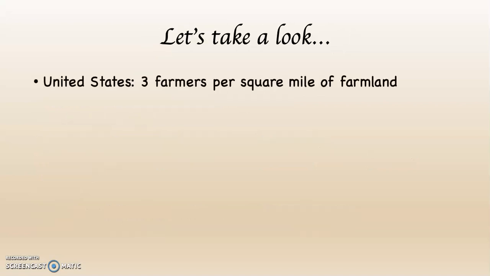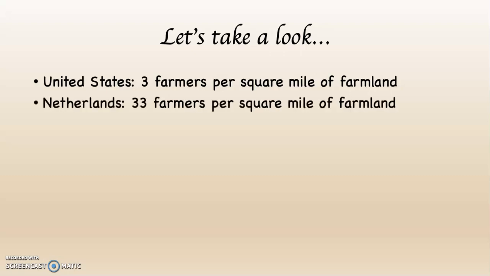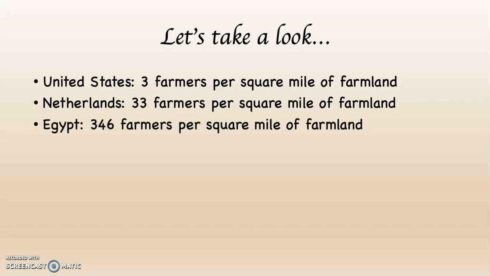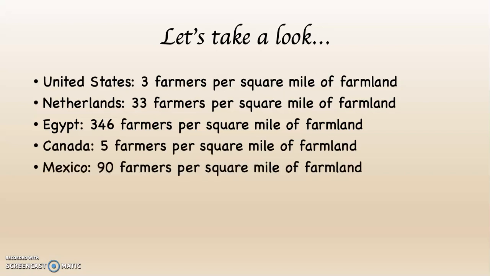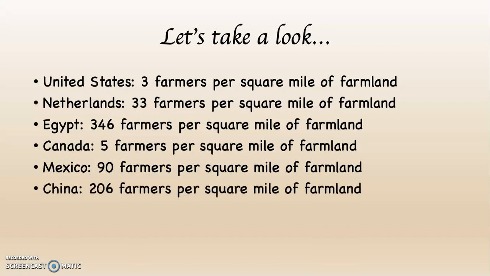Let's take a look. The United States, 3 farmers per square mile of farmland. The Netherlands, 33 farmers per square mile of farmland. Egypt, 346 farmers per square mile of farmland. Canada, 5 farmers per square mile of farmland. Mexico, 90 farmers per square mile of farmland. And China, 206 farmers per square mile of farmland.